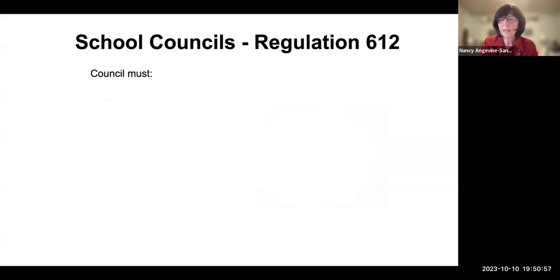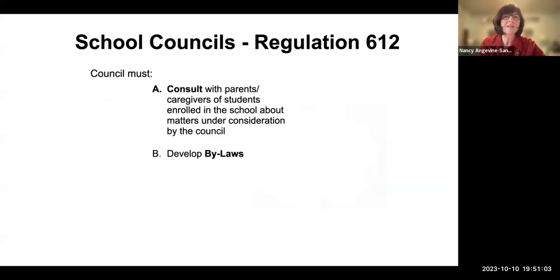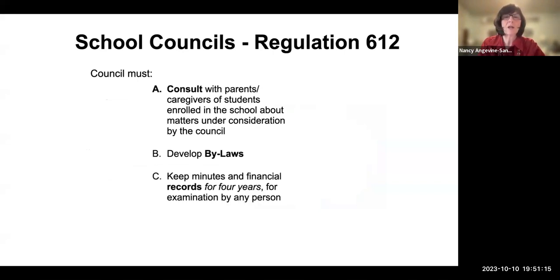So, what does Regulation 612 say about the things councils must do? It's not a very long list. You must consult with your parents and caregivers of students enrolled in school about any matter that's under consideration by the council. You must develop bylaws. You must keep minutes and financial records for 4 years, somewhere in your school, so that they can be examined by any person.